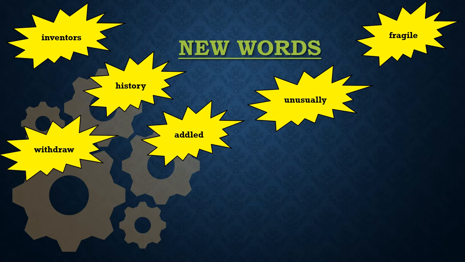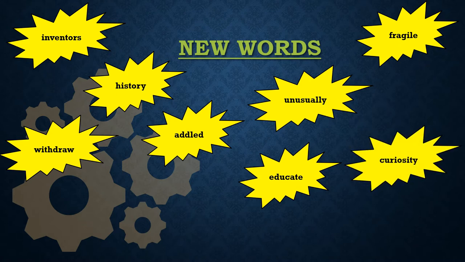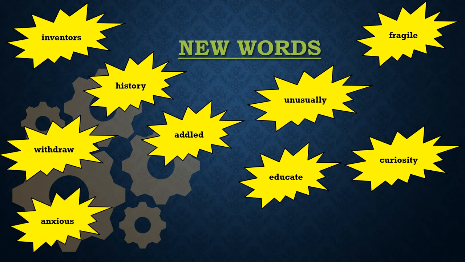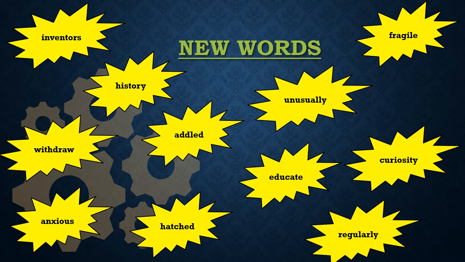Next is withdraw, that is W-I-T-H-D-R-A-W. Next is educate, that is E-D-U-C-A-T-E. Next is curiosity, that is C-U-R-I-O-S-I-T-Y. Next one is anxious, that is A-N-X-I-O-U-S. Next is hatched, H-A-T-C-H-E-D. Next is regularly, R-E-G-U-L-A-R-L-Y.